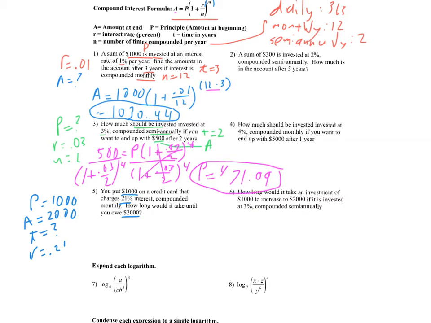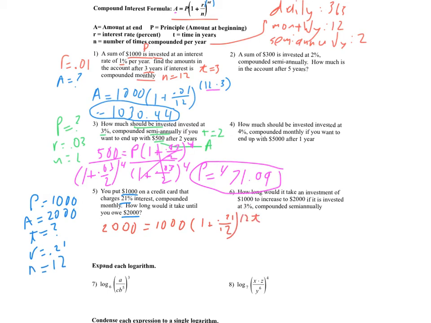All right, so then it says also that it's compounded monthly, so n is 12. So I'm just going to set up here with everything. It looks like time is the one thing we don't know, so this is going to be 2,000 equals 1,000 times 1 plus 0.21 over 12 to the power of 12 times t.